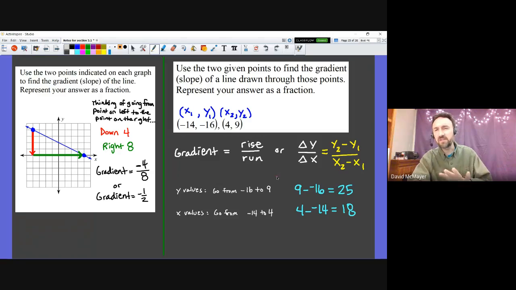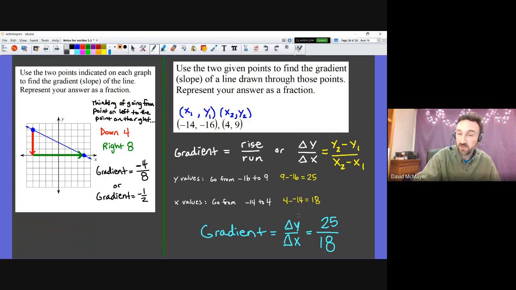So I could think of this in terms of change in y over change in x and use the formula there too. 9 minus -16 is measuring the distance between the y values. And 4 minus -14 is measuring the distance between the x values. So the slope here winds up being 25 over 18. Hopefully in your notes now you've got 3 different sections, 3 examples.